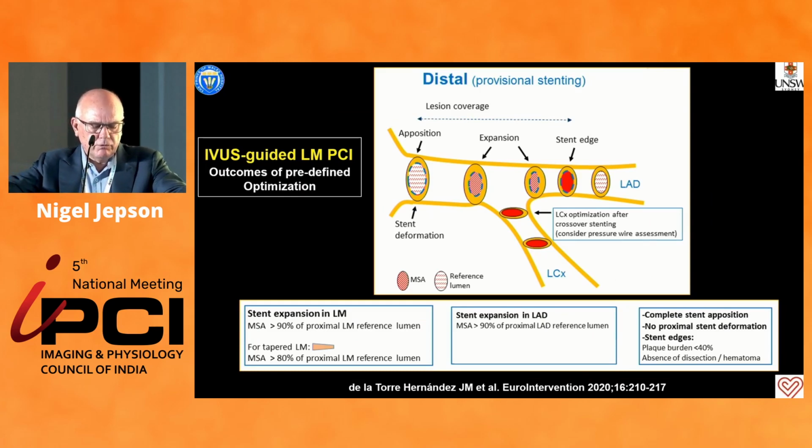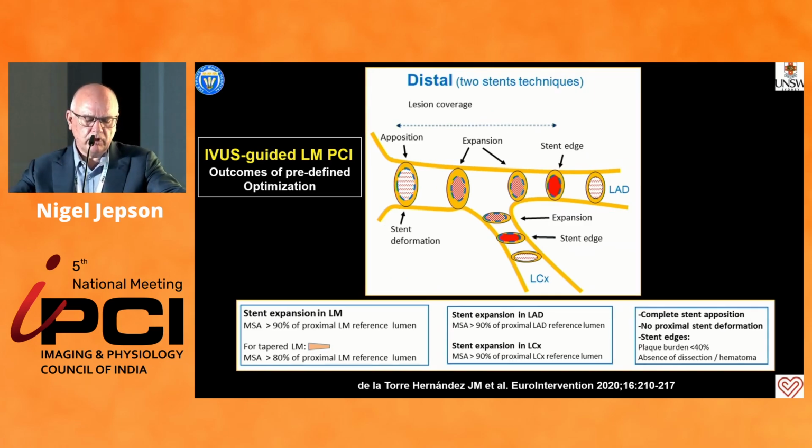Again, greater than 90% proximal left main reference. We want now more than 90% proximal LAD reference. Again, complete apposition and not ending the stent in the LAD in plaque burden more than 40%, exclude dissection. And again, now for a two-stent technique, the same.